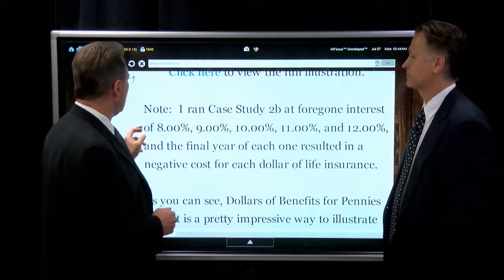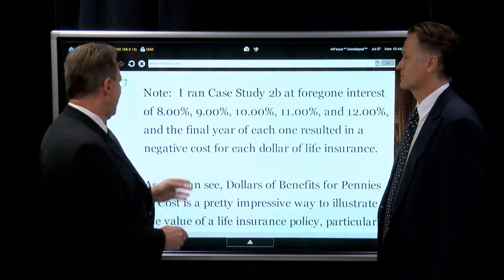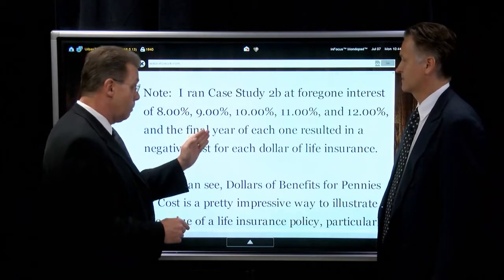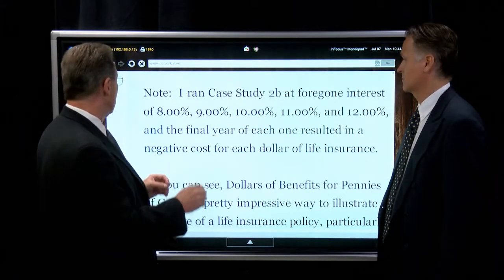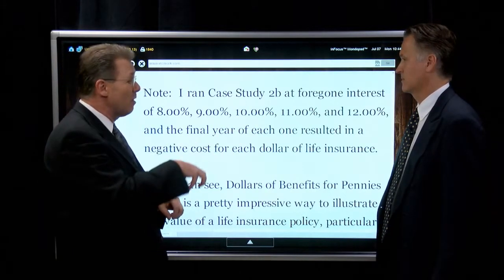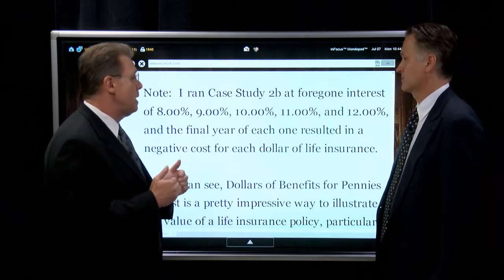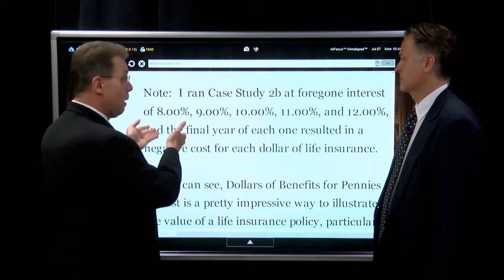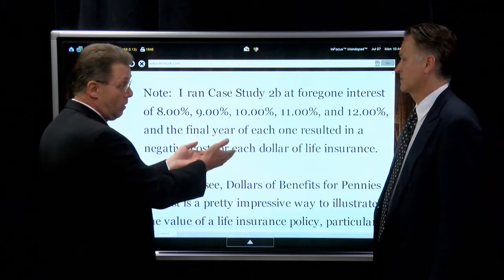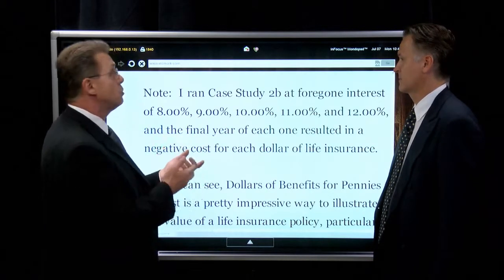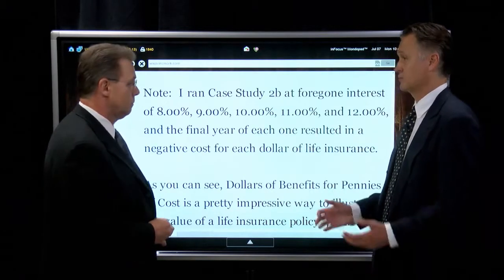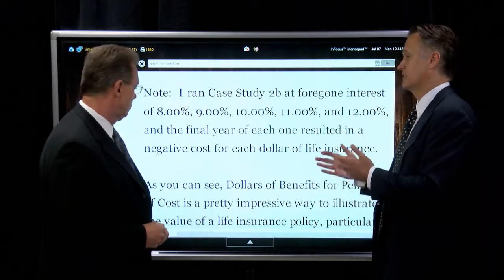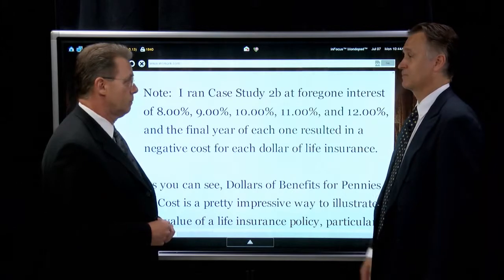So go ahead. Yeah, well, I noticed that you ran this at 8%, you ran it at 9%, you ran it at 10, 11, 12%, and the final year of each one resulted in a negative cost for each dollar of life insurance. That was, to me, impressive because we actually kept bumping the rate of return higher and we were getting our cost. It was still negative. Yeah. Even if you have a 12% use of money assumption on the premium paid, you were still at a negative cost per dollar of death benefit.